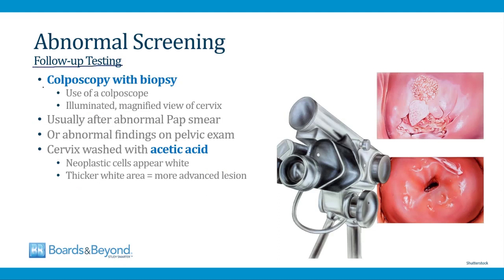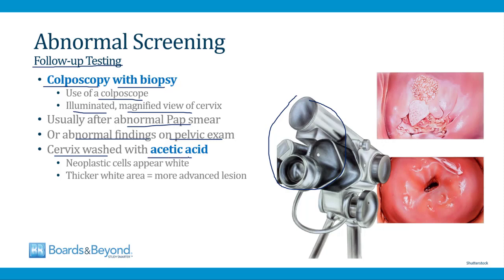So that's a nice segue into the follow-up testing for abnormal Pap smears. The standard test is colposcopy with biopsy. This involves using a colposcope, which is a fancy magnifying glass. It allows you to get an illuminated, magnified view of the cervix. This is usually done after an abnormal Pap smear, or sometimes it's done in women who have abnormal findings on pelvic exam that suggest a possible cervical lesion. When you do a colposcopy, the cervix is washed with acetic acid. It will make neoplastic cells appear white.